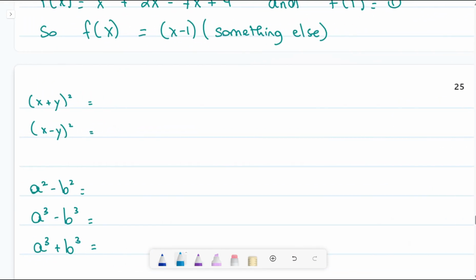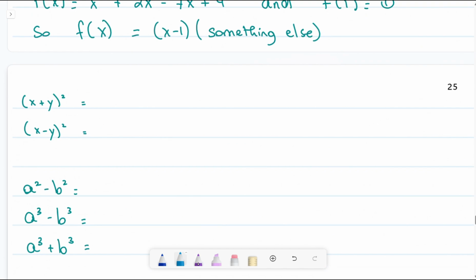And before we go to the example, I just wanted to give you a few properties that you should know. So x plus y all squared is x squared plus 2xy plus y squared. X minus y all squared is x squared minus 2xy plus y squared. And you might be noticing the sign here.